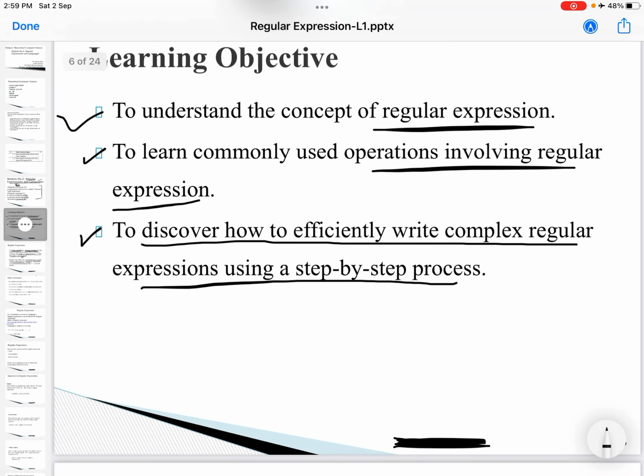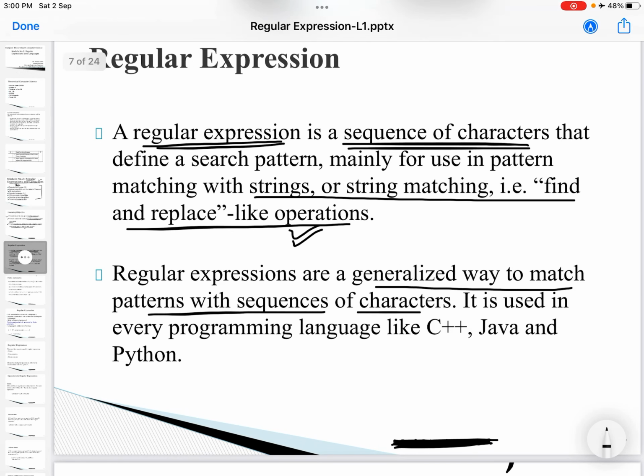So learning objectives: to understand the concepts of regular expression, to learn commonly used operations involving regular expressions, to discover how to efficiently write complex regular expressions using a step-by-step process. So what is a regular expression?